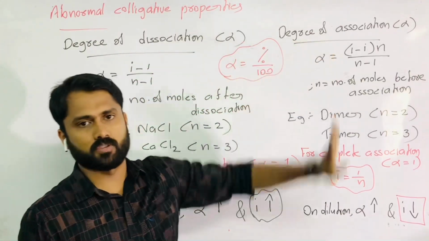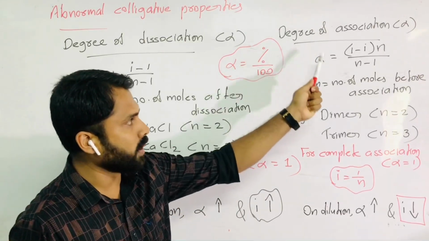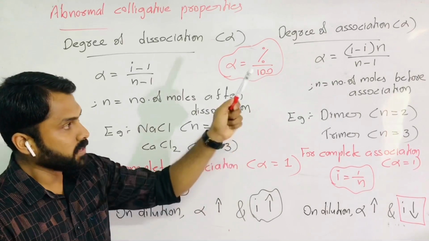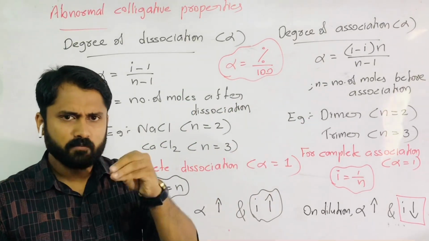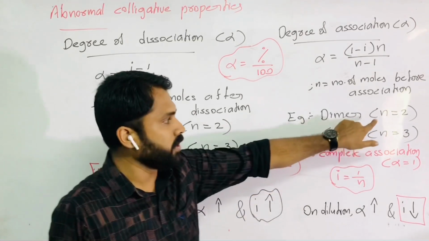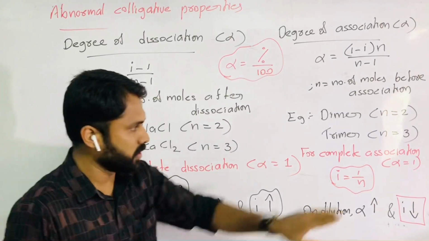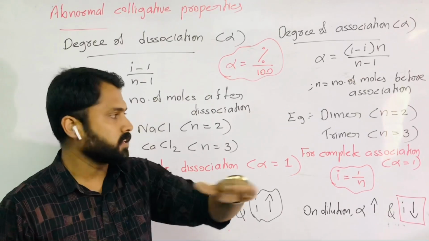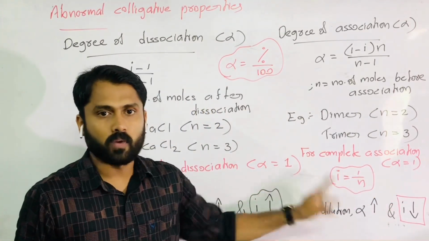Similarly, degree of association. The equation has some small difference. Alpha equal to 1 minus i into n by n minus 1. What is n here? Number of moles before association. For example, for dimer, there should be 2 moles before association, so n equal to 2. For trimer, there should be 3 moles before association, n equal to 3. Here also, if it undergoes complete association, that is alpha equal to 1, but i equal to 1 by n.